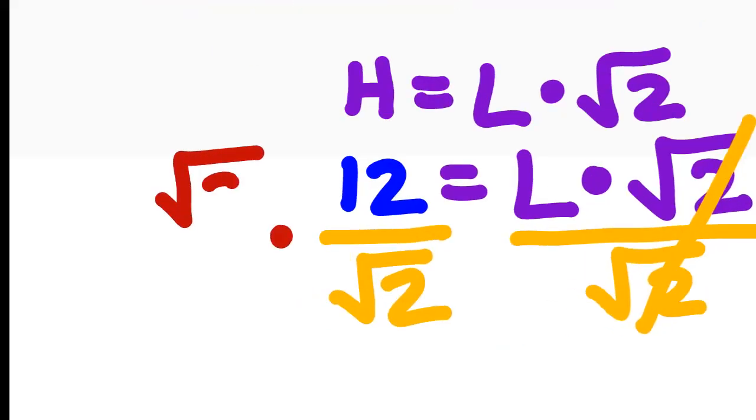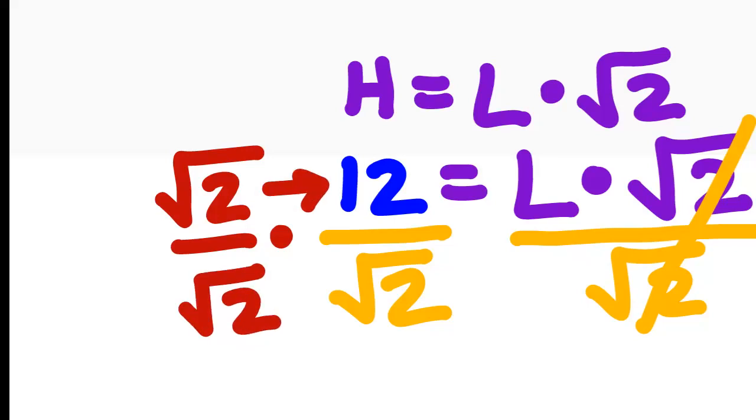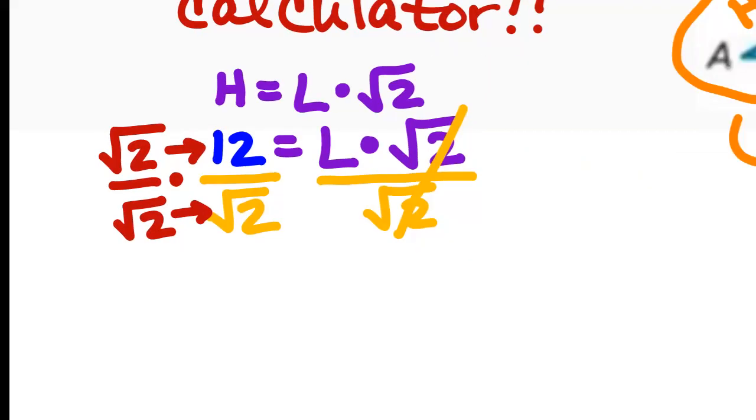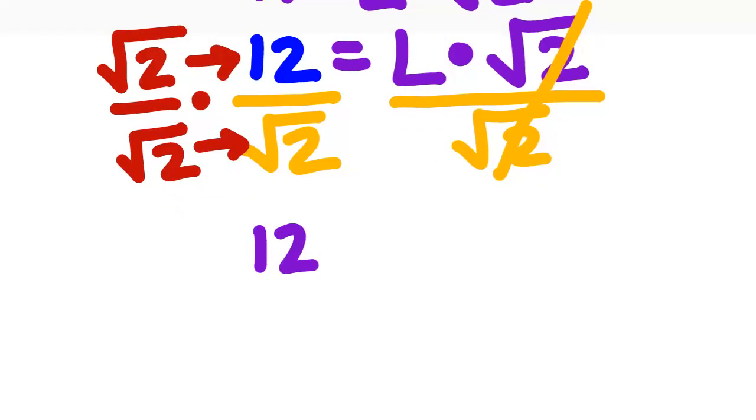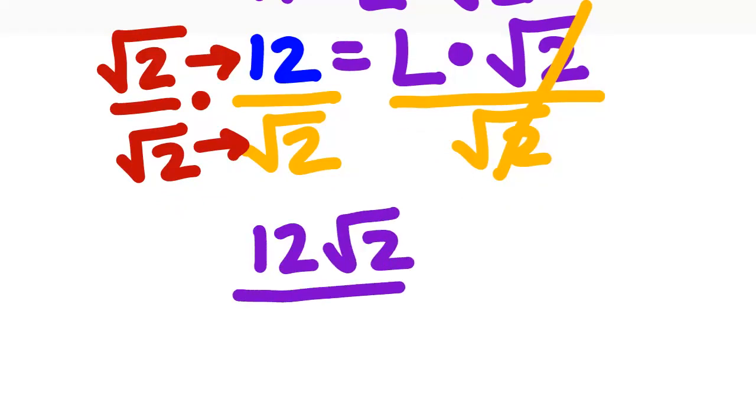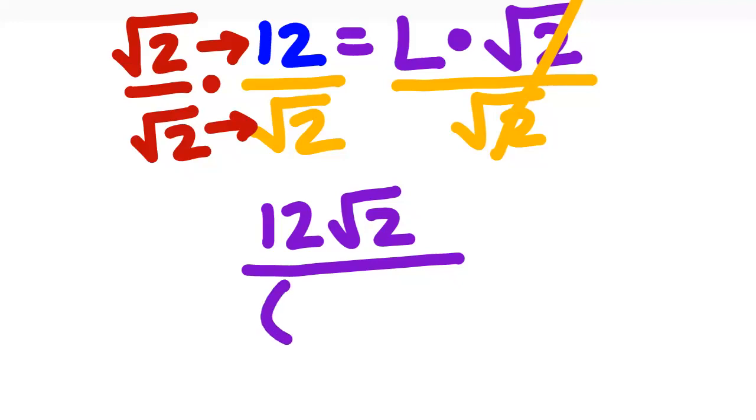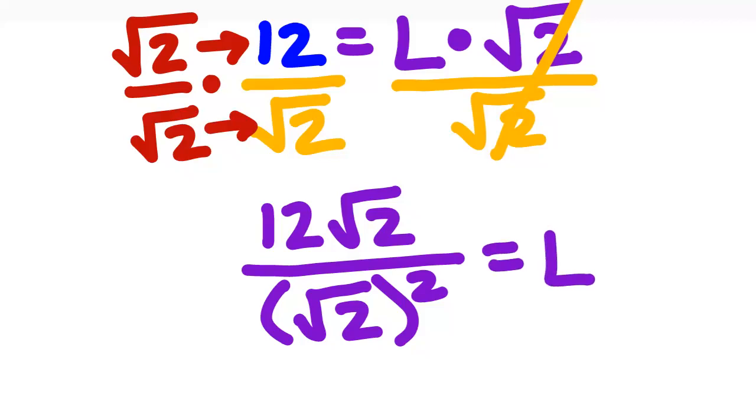So we multiply top and bottom by square root of 2. So in my numerator, I would have 12 square root of 2. And down in the denominator, I have square root of 2 times itself. So square root of 2 squared would be equal to my leg. Squared and square root cancel each other out.